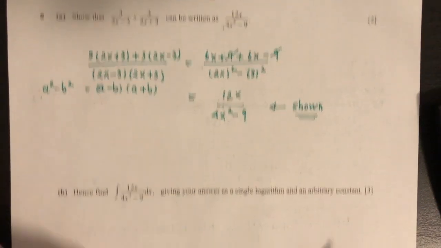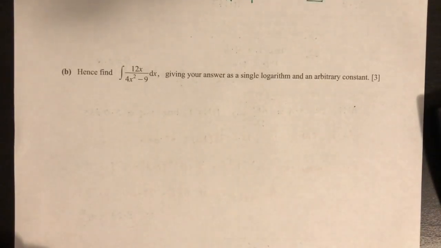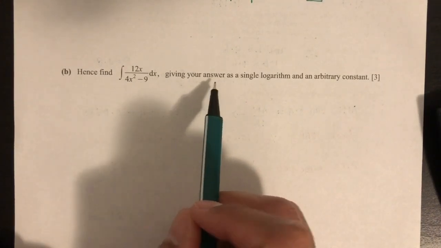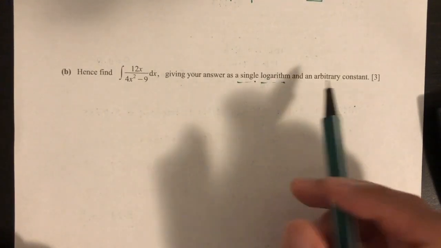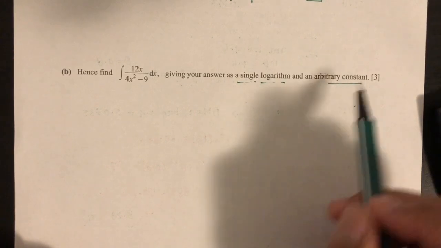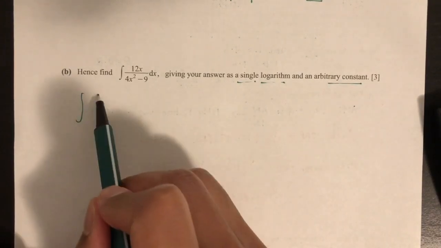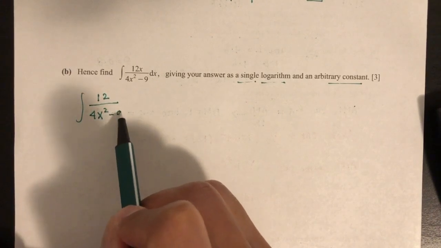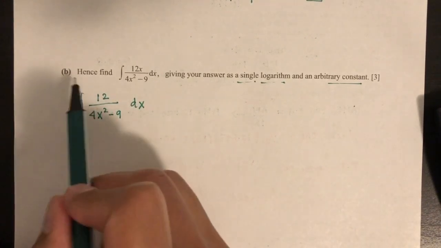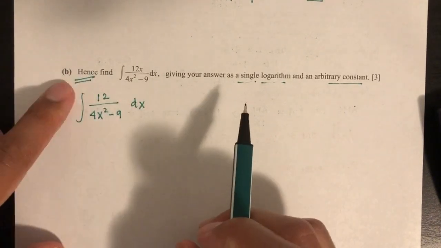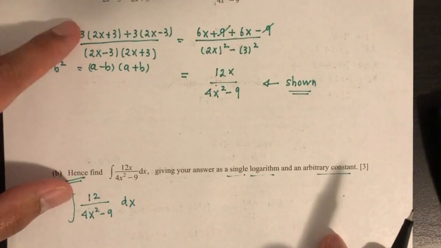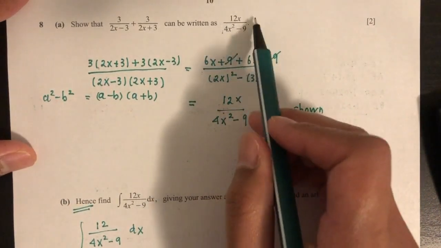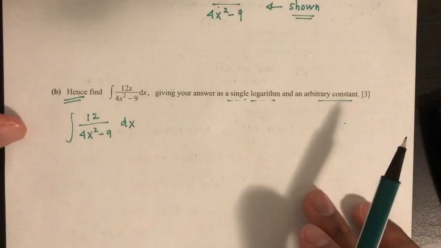As required. Now for part B, it says hence find this, giving your answer as a single logarithm and an arbitrary constant. So we have to solve this: the integral of 12x over 4x squared minus 9 dx. When you say hence, we have to use your work from part A. So you know this is also equal to this. So let's write this down.